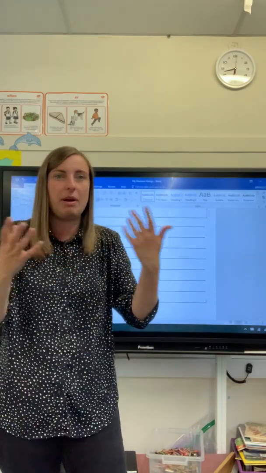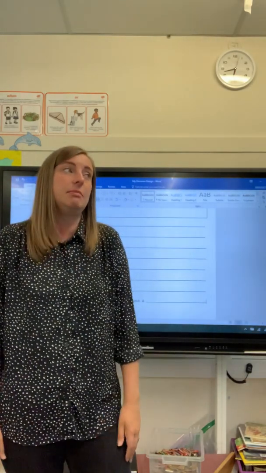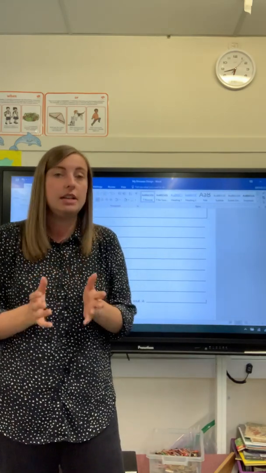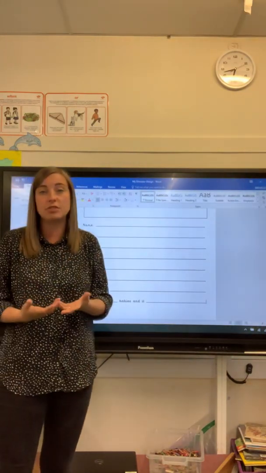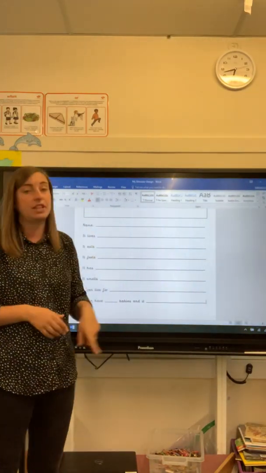It can be a mix of about 3 or 4 different dinosaurs. It could be very similar to one dinosaur, but just have something that's slightly different. So it's up to you how you want to do it. So we've got name, so you can think of a name for your dinosaur. It lives, so think about where it lives.